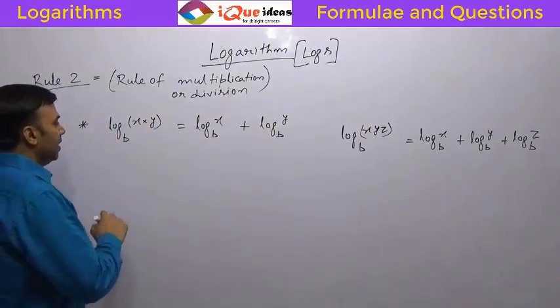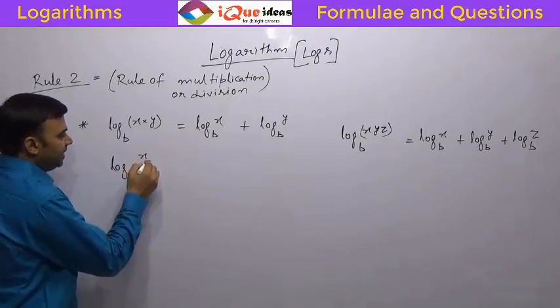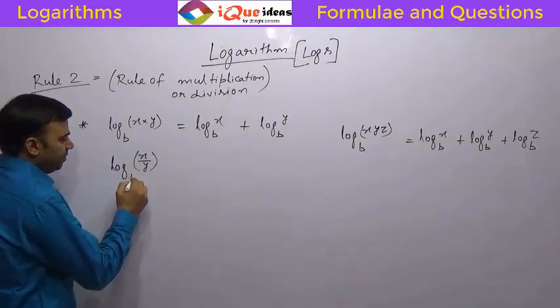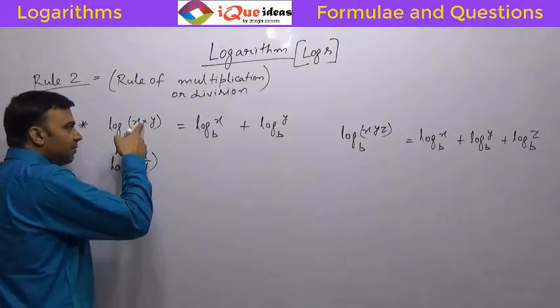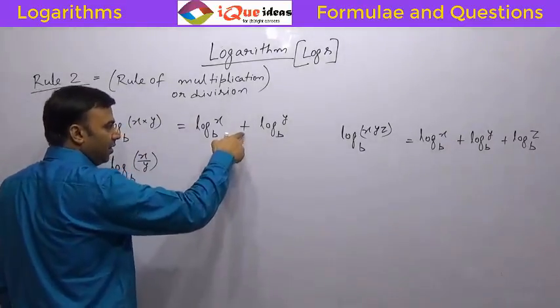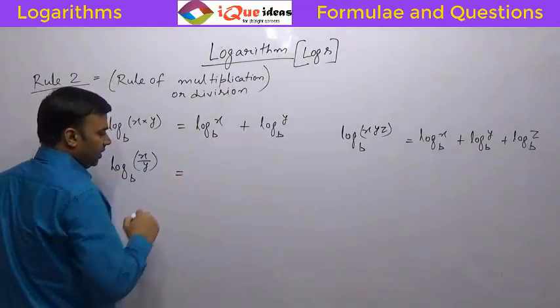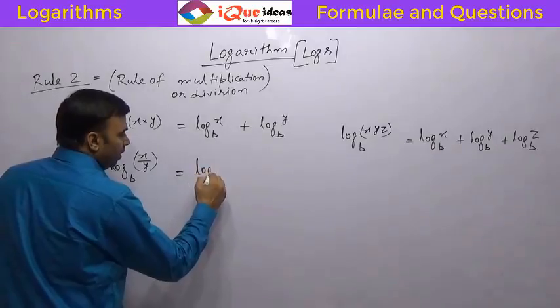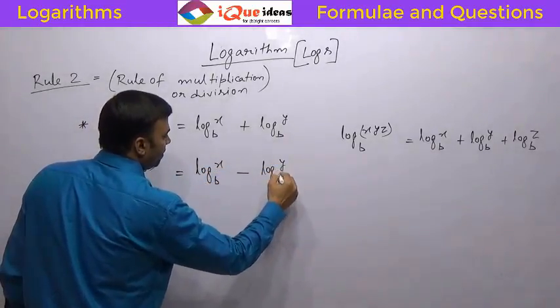Alright. Let's take the example of division. Suppose we have log of x divided by y to the base b. Again they can be separated. Again there will be two logs. It's just that when there is a multiplication we have a plus sign between the logs, and when there is a division between numbers there will be a minus sign between the logs. So this will become log of x to the base b minus log of y to the base b.